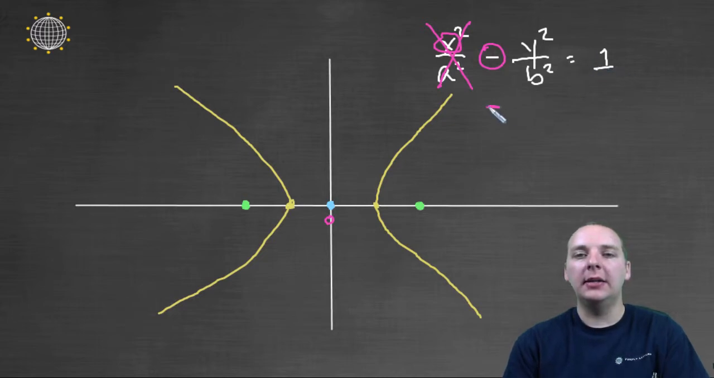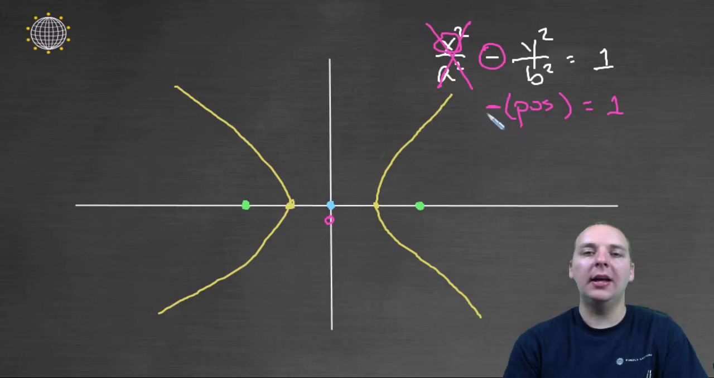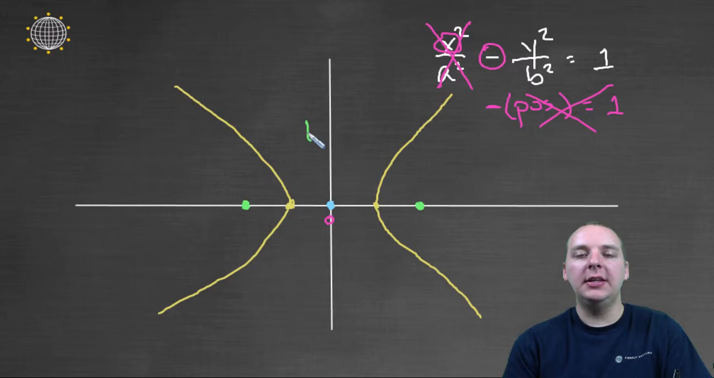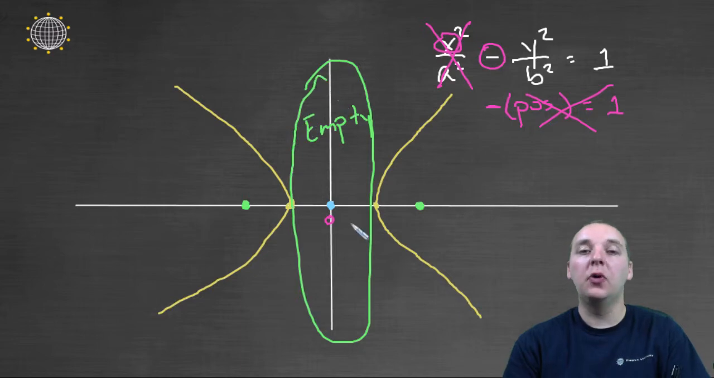So this is a minus. But think about y squared over b squared. Y squared over b squared has to be positive. Now, is there any way for a negative 1 times a positive number to give you positive 1? No, that's impossible. And that gets reflected in the graph. You see along the y-axis, this is completely empty. There are no y values for x being 0. And so we can use that to our advantage.